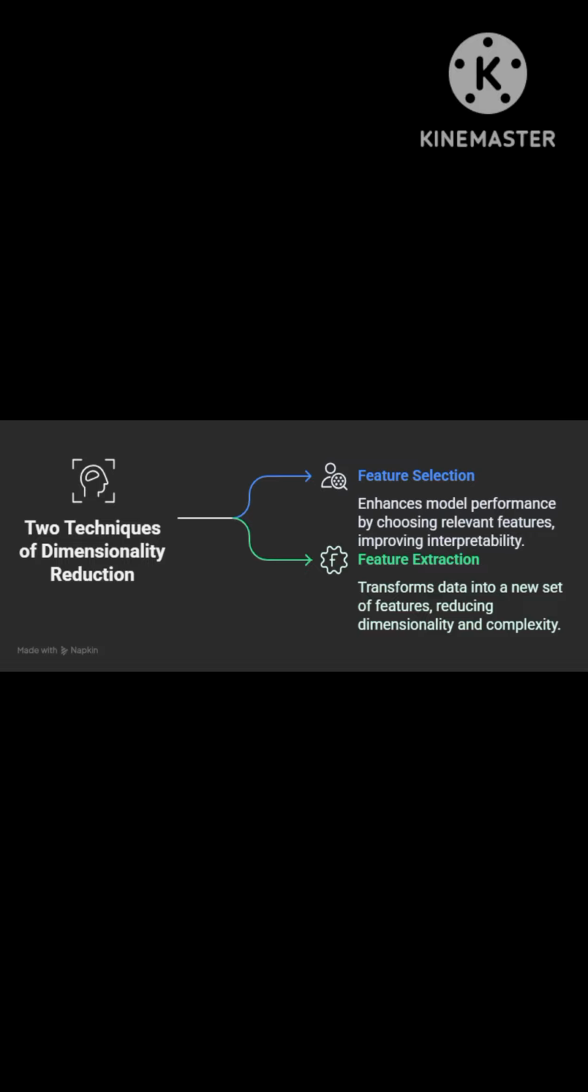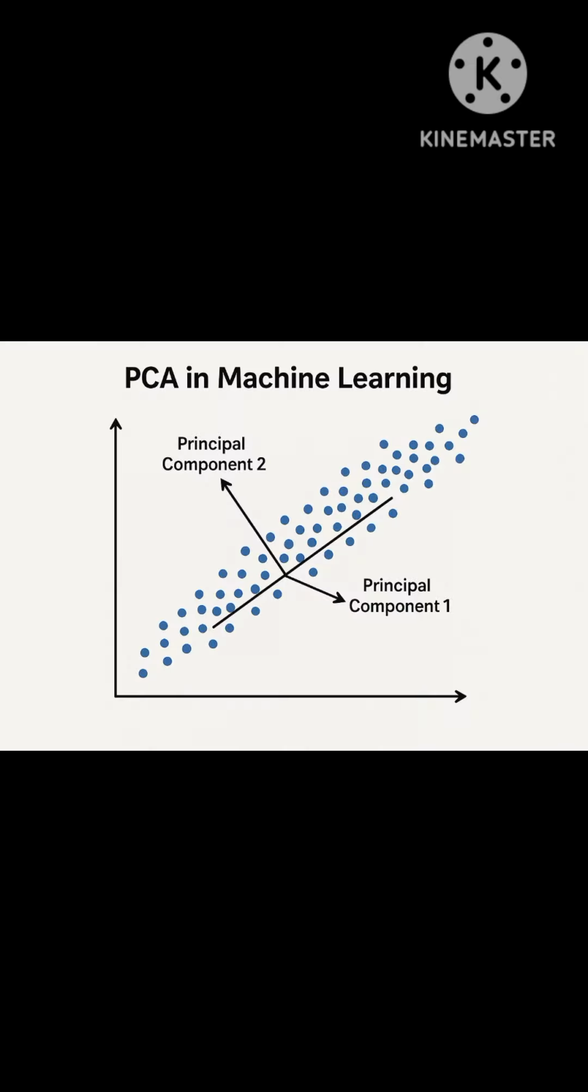To mitigate the problem of the curse of dimensionality, there is a technique called dimensionality reduction. Inside dimensionality reduction, there are two techniques. The first one is feature selection and the next one is feature extraction. Under feature extraction, there is a technique called PCA, Principal Component Analysis, which is our main chapter.